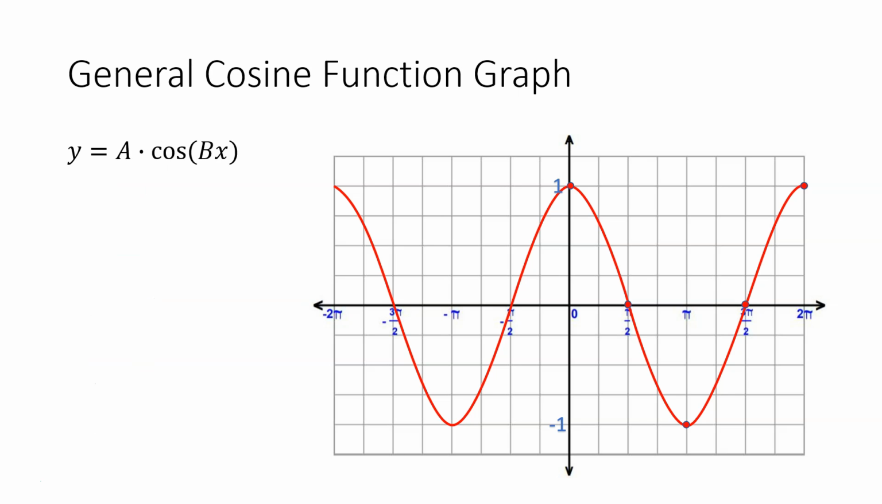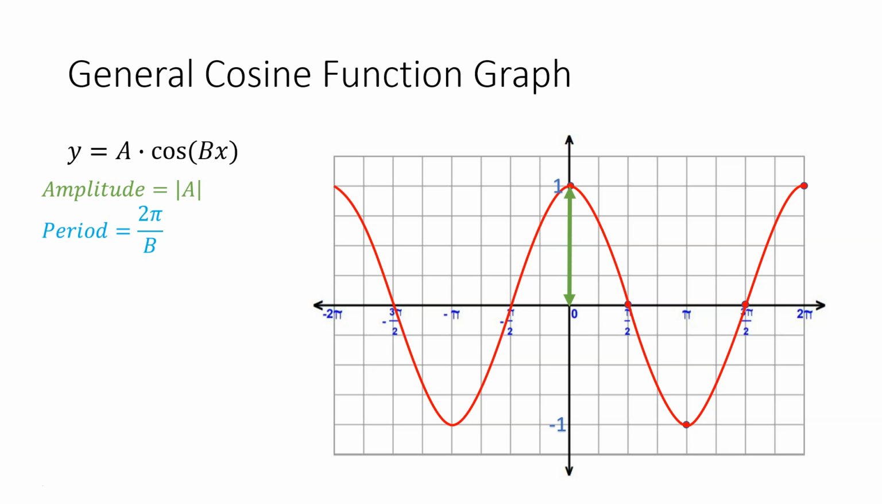In general, our cosine function graph will have a similar equation to the sine. Instead of it being y equals a sine of bx, we just replace sine with cosine. So y equals a cosine of bx. Everything else remains the same. The amplitude will be the absolute value of a, or the distance from the maximum point to the midline, or the minimum point to the midline. It's the same, because distance is always positive.